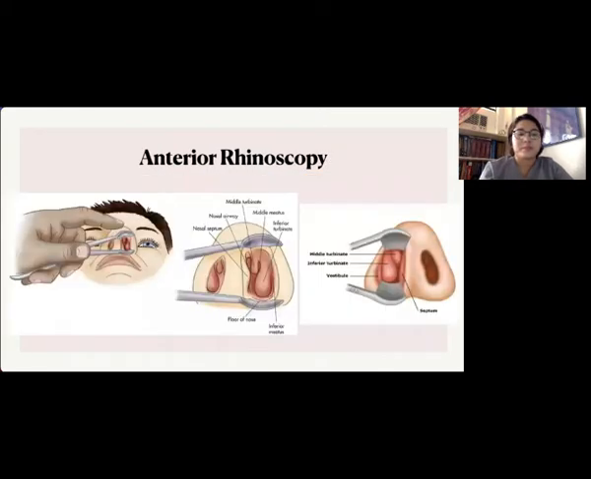So what are we expected to see? You're expected to see the inferior turbinate, the middle turbinate, and the nasal septum. Identify if there is any erythema, mass, discharge, or congestion. It is also very important to know whether it is a polyp or not. How will you know?